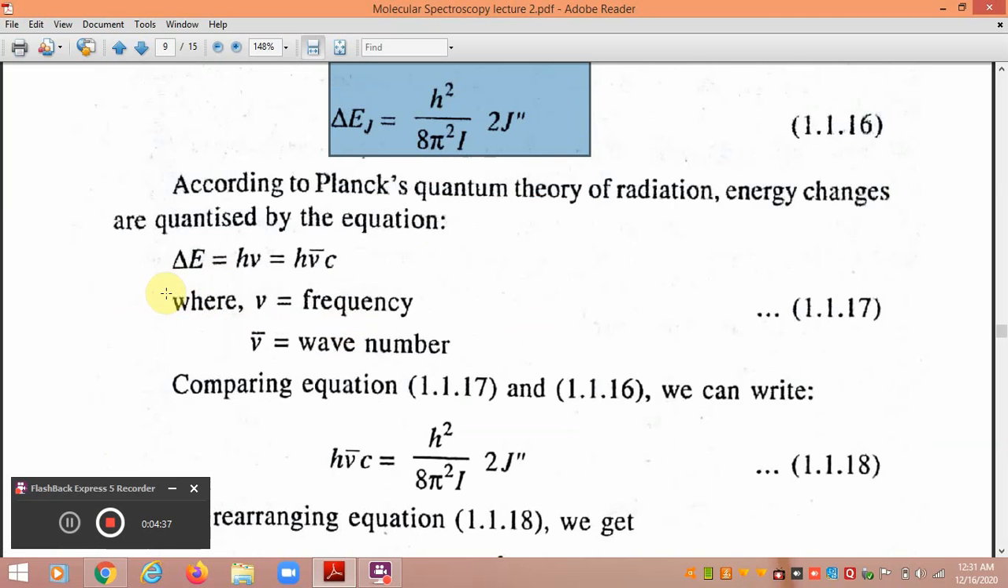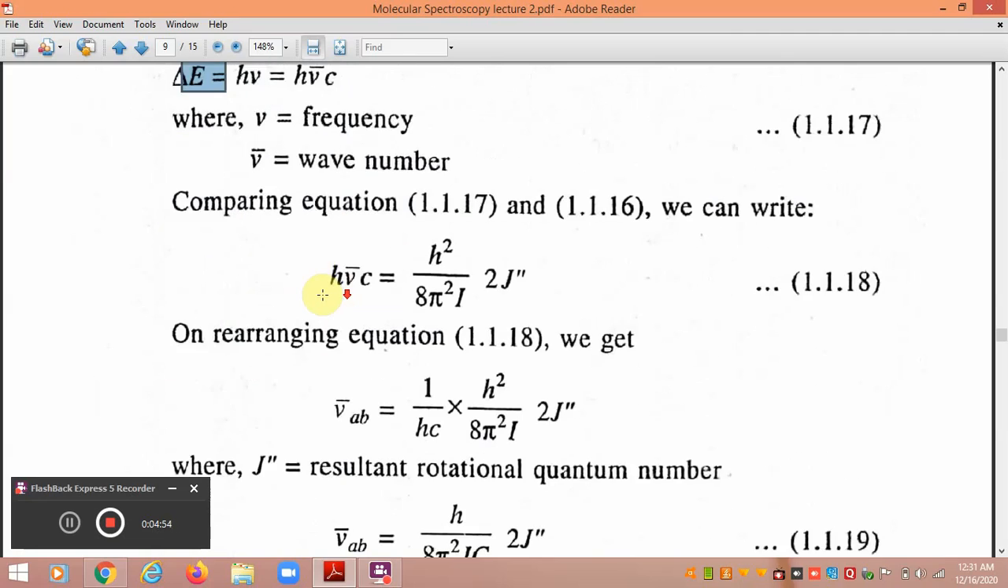The energy difference between any two energy levels is always equal to delta E equal to h mu, which is equal to h mu bar into c. Mu is the frequency and mu bar is the wave number. So if we equate these equations, we will get the following on rearranging.